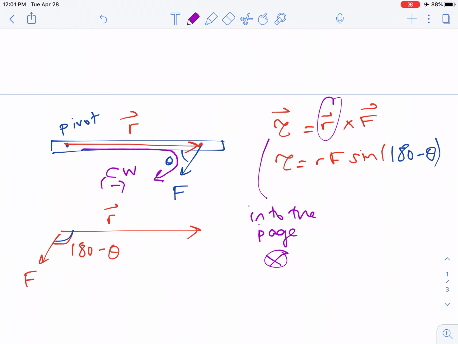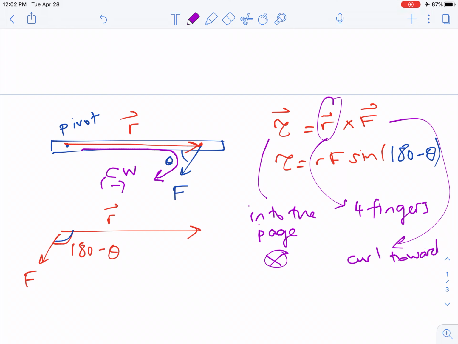Okay, and it comes from this cross product. R is your 4 fingers. Just going to write that as well. And F is the one that you curl your 4 fingers towards. Okay, so that's how you get the direction of the torque into the page. And be careful with this, because again we have some problems, and this is something that we need to figure out in terms of the direction. And this is how we do it. You use the right-hand rule to figure out the direction.